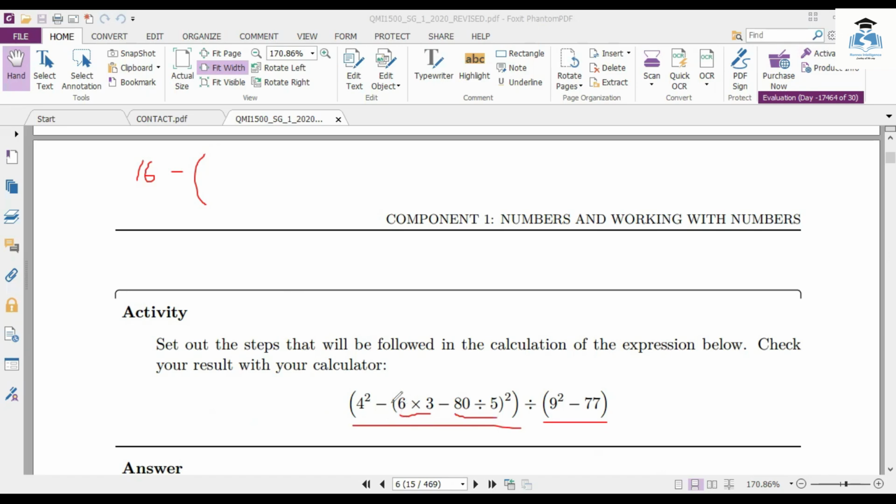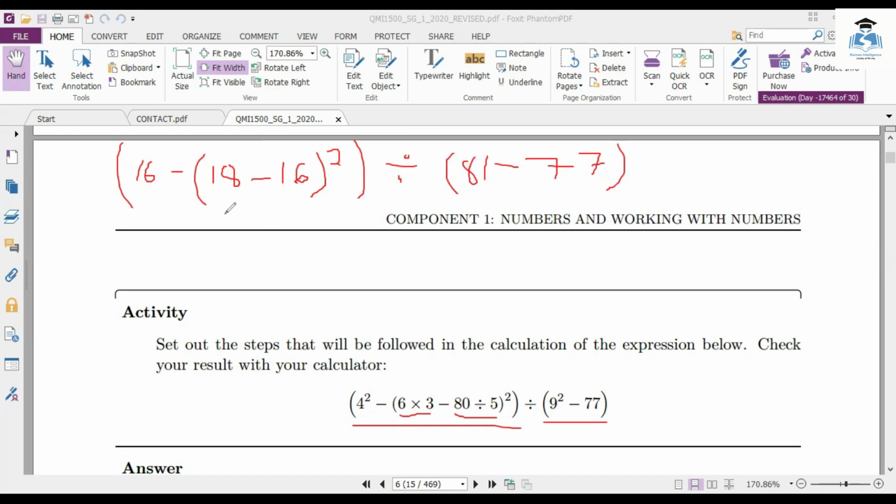Okay? So 6 times 3, 18 minus. Since we have 80 here divided by 5, so 80 divided by 5, what do we have? We've got 16. Or they are raised to the power 2. These are inside brackets. Then you divide this one. Then you evaluate this one. 9 times 9, that's 81. Minus 77. So it's also in its own brackets.